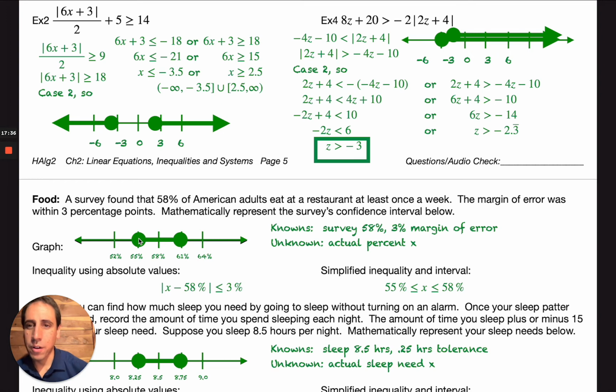The unknown is what the actual percentage is. There's the survey's result, and then there's the actual. If you were to survey absolutely every American adult and ask them how many of them eat in a restaurant at least once a week, the actual number could be a little bit higher than 58% or lower, but we don't know what it is. That's all because there's a margin of error. So what's unknown is the actual percent, and we'll call that x.